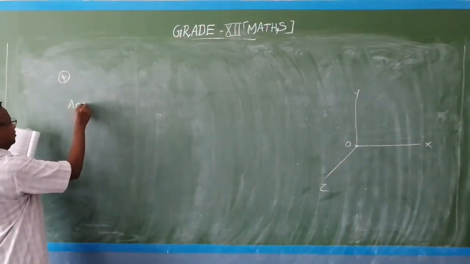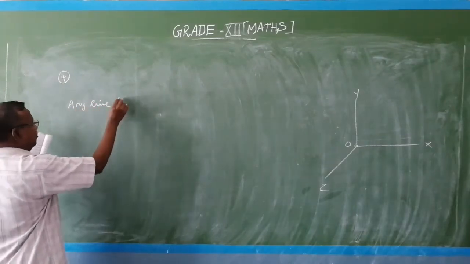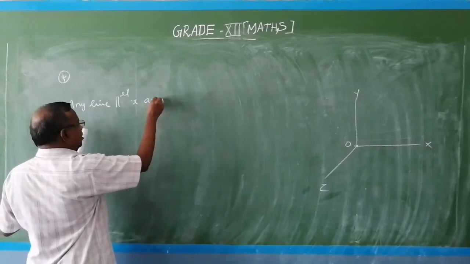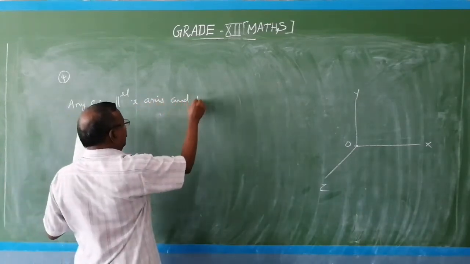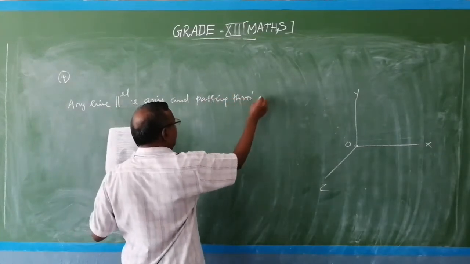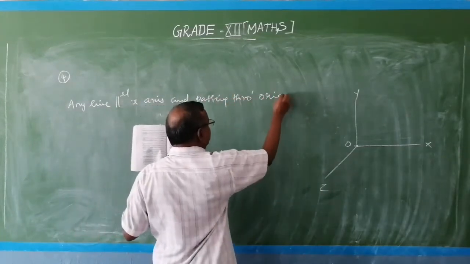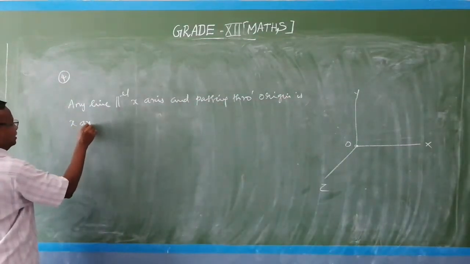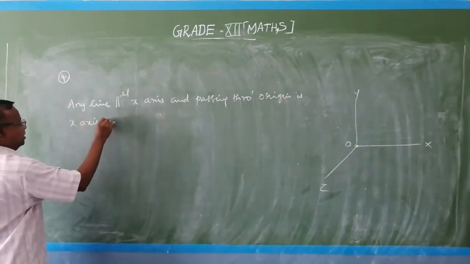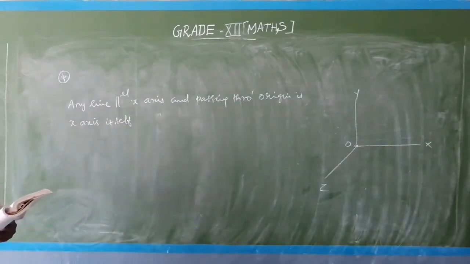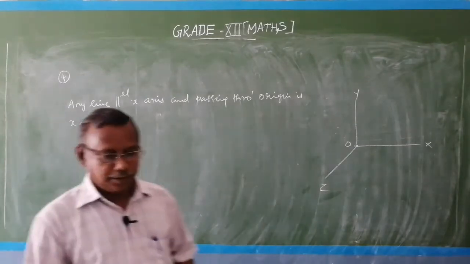Any line parallel to the x-axis and passing through the origin is the x-axis itself. Now we need to find the equation of this line.